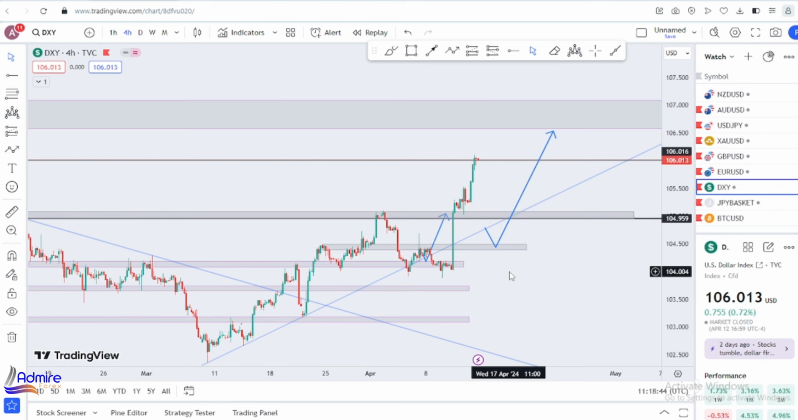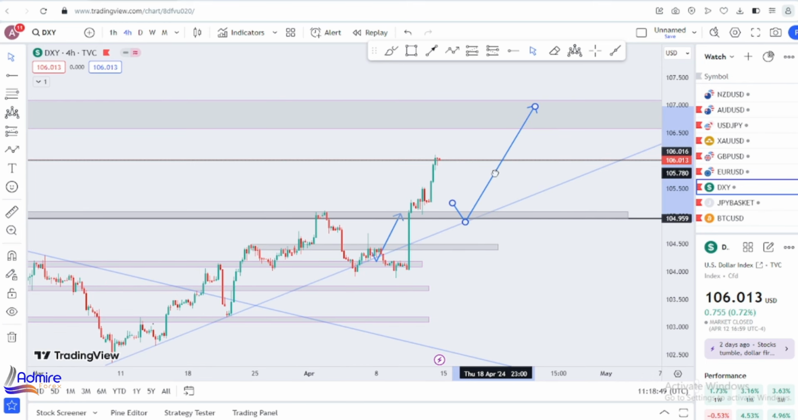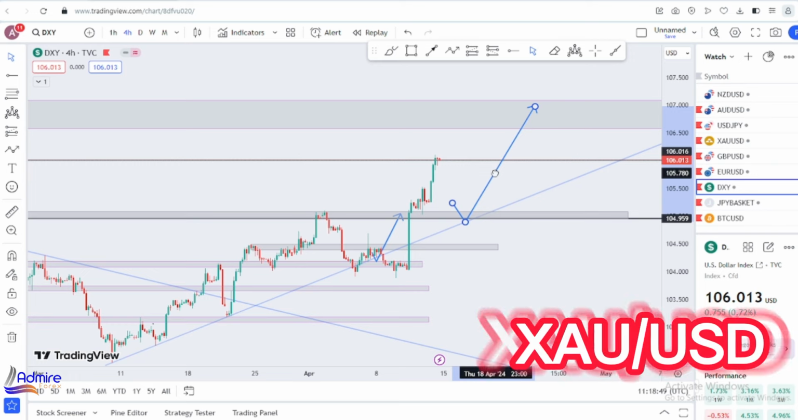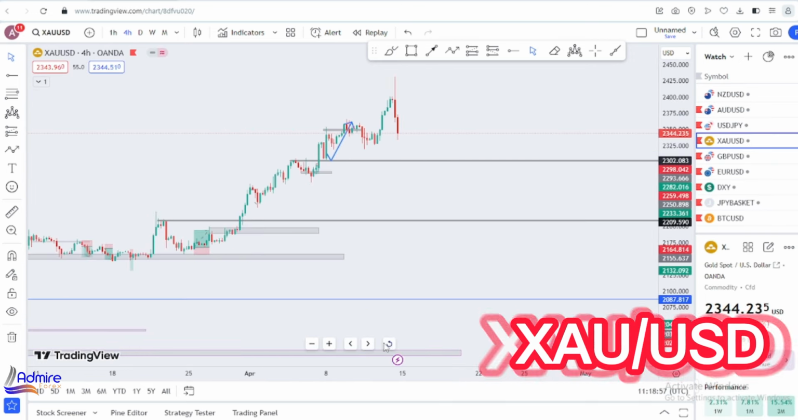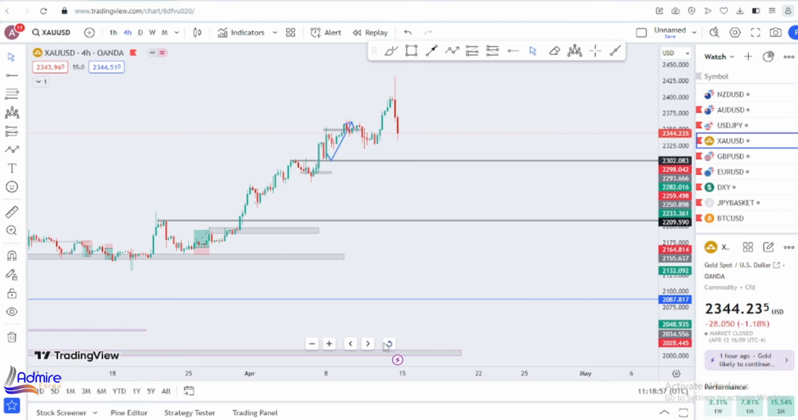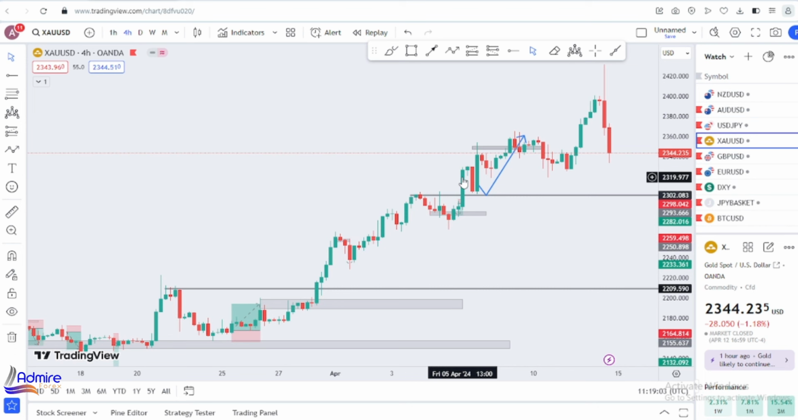Up next is gold. For gold last week, we actually predicted gold with precision. You can see here price was somewhere around here when we did the last week video, this bearish candle thereabout.